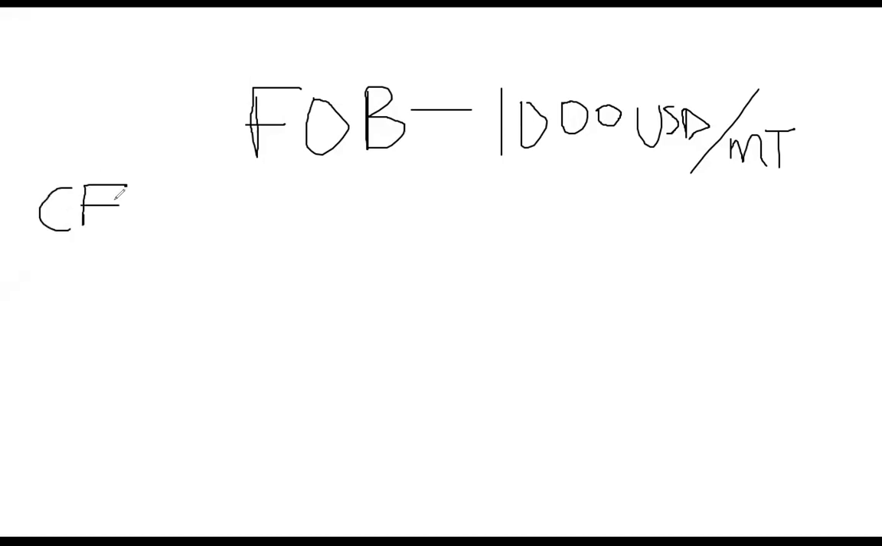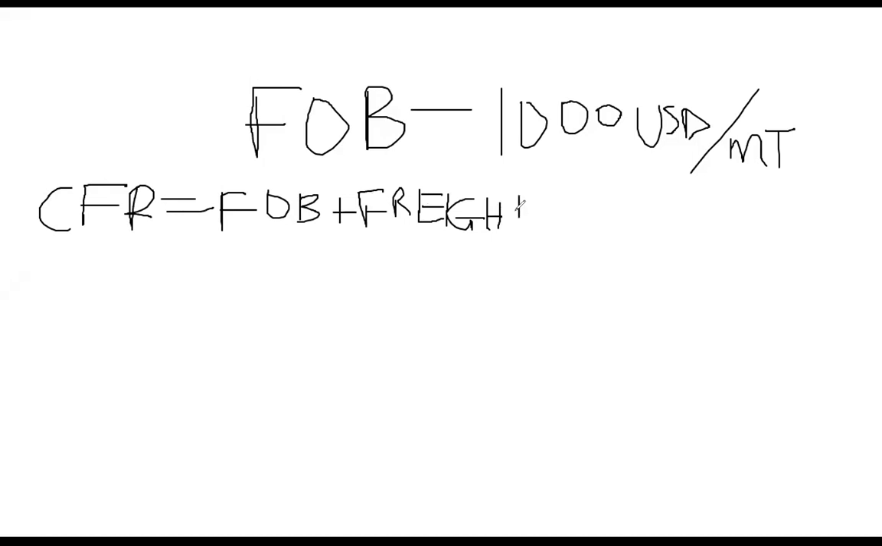CFR is cost and freight. So CFR is equal to FOB plus freight. Remember, FOB is the value of the goods plus profit. Freight is the value of the transport cost. That's the freight charge. Now, remember this price is per metric ton.